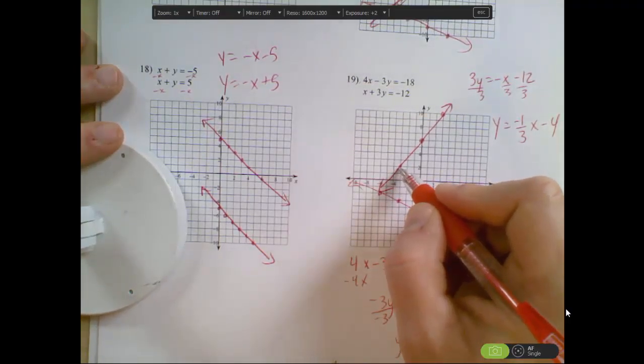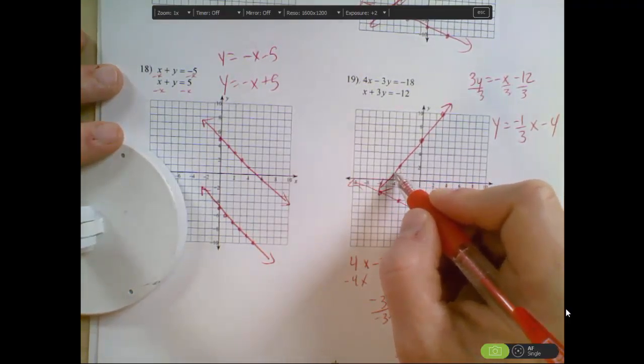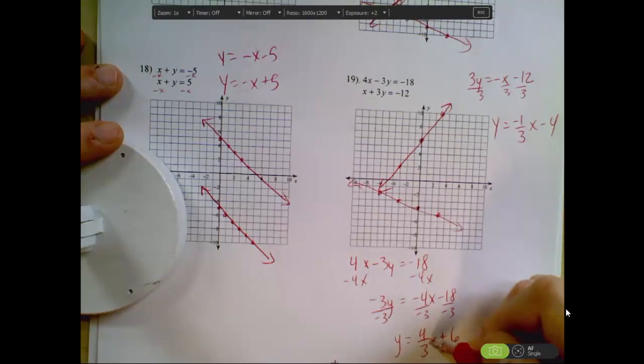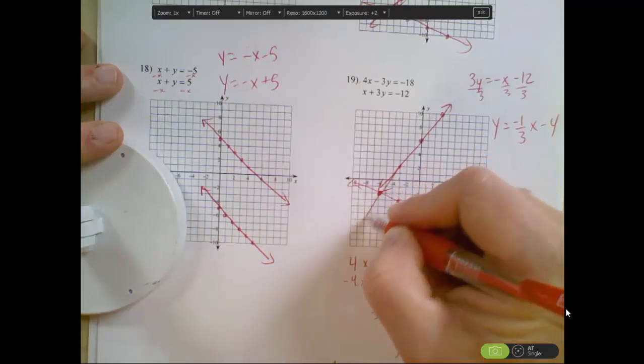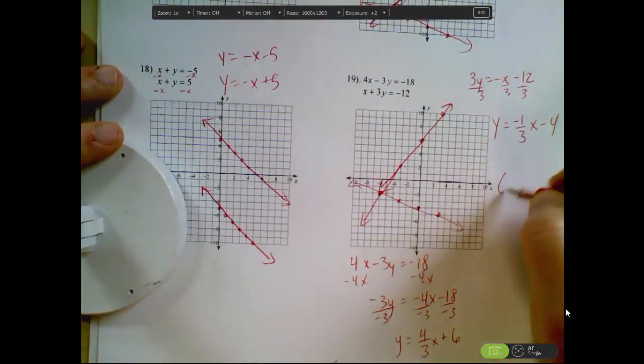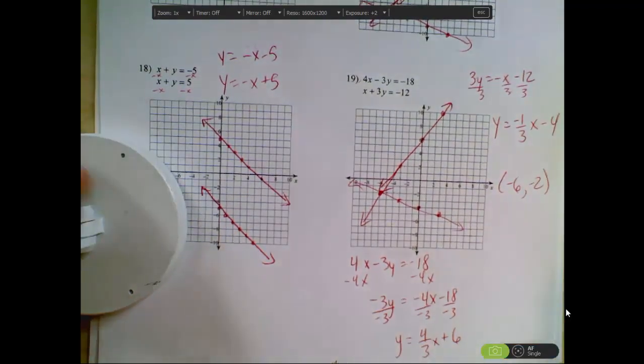If I keep going down 1 over, wait, what was this one? Down 4, 1, 2, 3, 4 over 1, 2, 3. Yep, if I continue this line, they're going to cross right there. -6, -2.